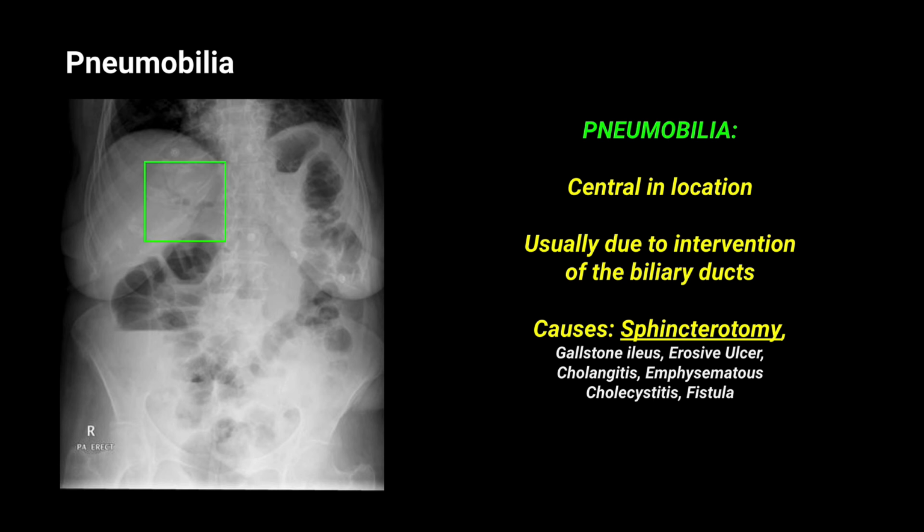The other reason why this is important to distinguish is that the causes are extremely different for pneumobilia, and oftentimes it's iatrogenic. It's caused by a procedure like a sphincterotomy or an ERCP procedure, and air is introduced into the bile ducts because of that.